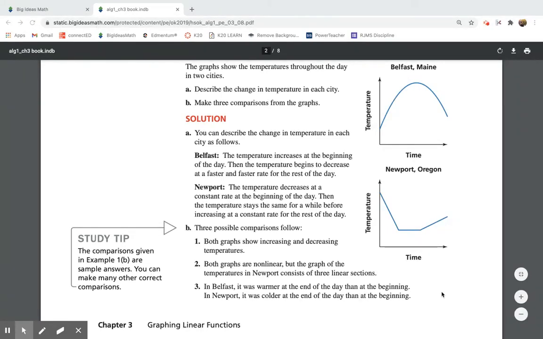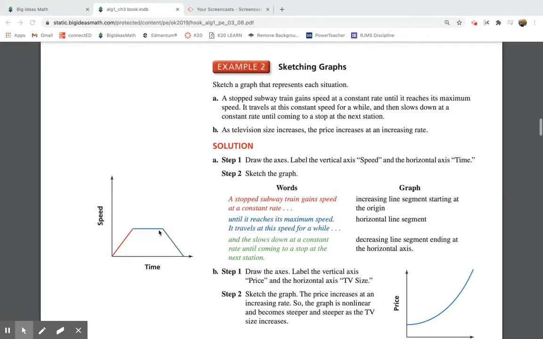This one might have 3 separate lines, but they are non-linear, which means the graph does not make just one straight line. And then the third comparison, they say, okay, well, in Belfast, it was warmer at the end of the day than the beginning. But in Newport, it was cooler at the end of the day than the beginning. Bam, 3 comparisons. They don't have to be anything super difficult. So now we're going to move on to example 2 before we try any problems.